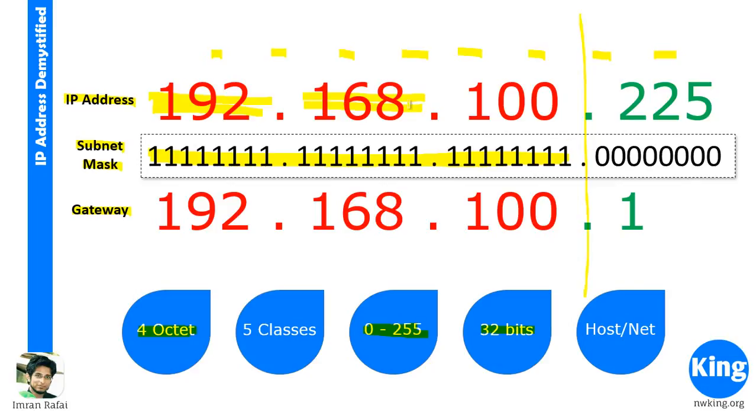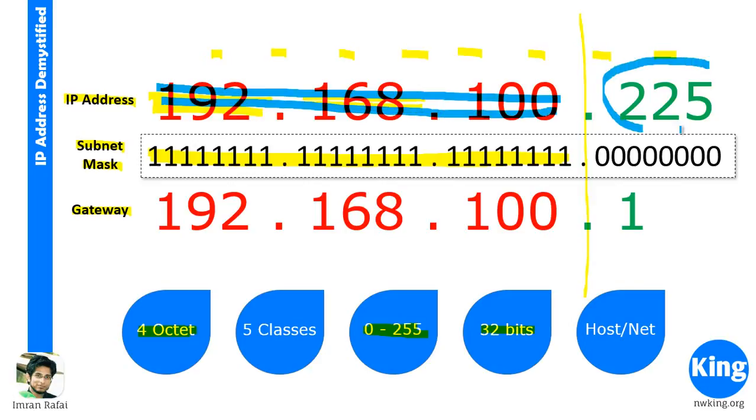So in this example, 192.168.100 is the network part. Let me just take another color. Alright, so in this case, this is the network part and this is the host part. So in this case, IP addresses from 192.168.100.0 to 192.168.100.255 is one big network.